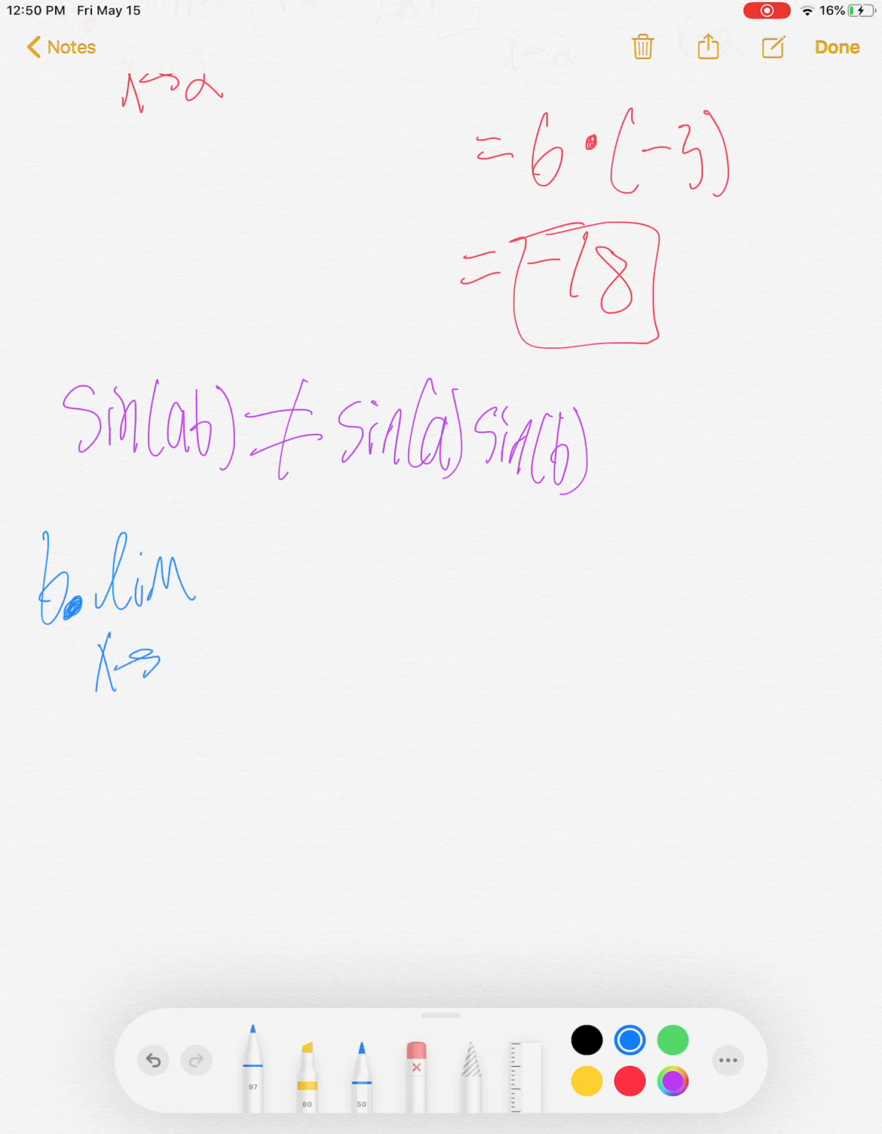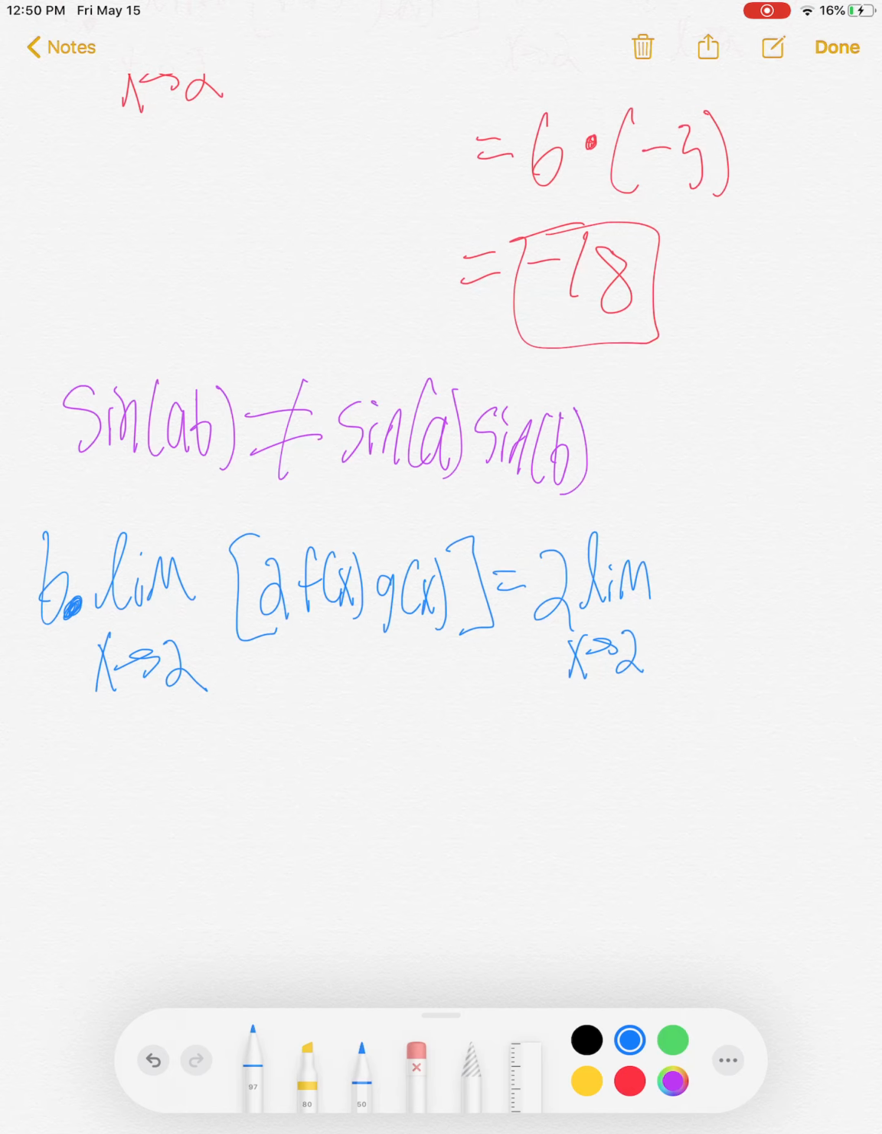Anyways, next up, limit as x approaches 2 of 2f of x, g of x. Okay. Well, another nice thing about limits is that whenever I have a constant, I can pull that constant out front. Okay, so here 2 is a constant, so it comes out front. And so the limit as x approaches 2 of 2f of x, g of x, well, that's the same as if I brought that 2 out front and wrote it as 2 times that limit of f of x, g of x.